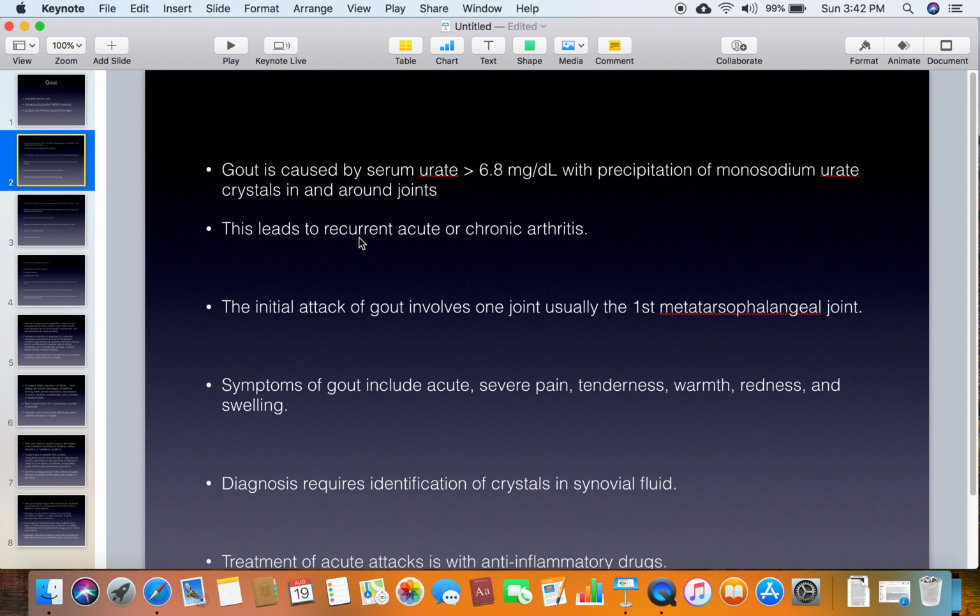Gout is essentially caused by high urate levels in the bloodstream, or high uric acid, and this is because of precipitation of monosodium urate crystals in and around the joints. Typically, one joint is involved, and it leads to recurrent acute or chronic arthritis. The joint that is most commonly involved is the greater toe, the first metatarsophalangeal joint.